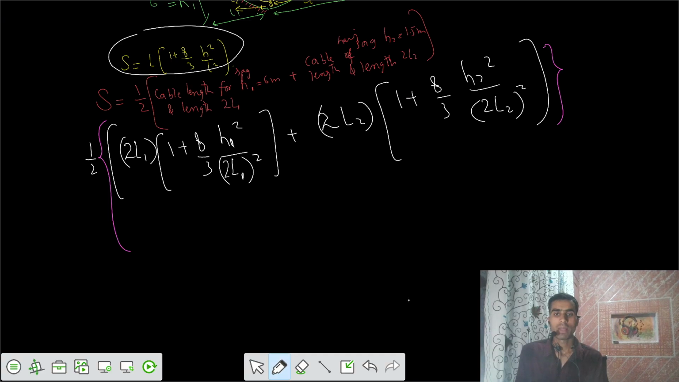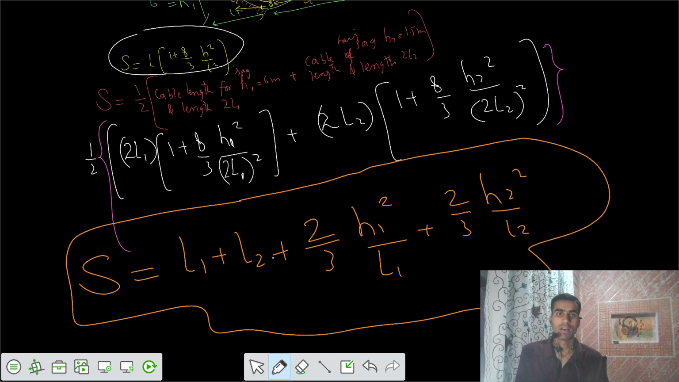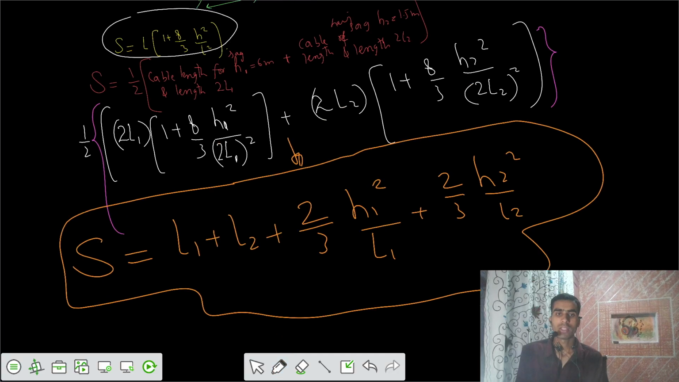I would get the total length of the cable equal to L1 plus L2 plus 2 by 3 H1 square by L1 plus 2 by 3 H2 square by L2. This is the equation we finally derived, and if you simplify it, this is the equation we have.